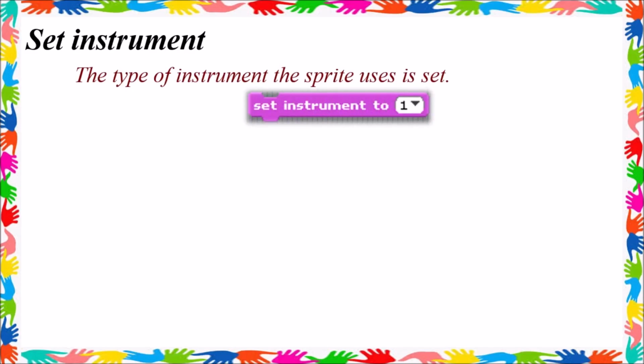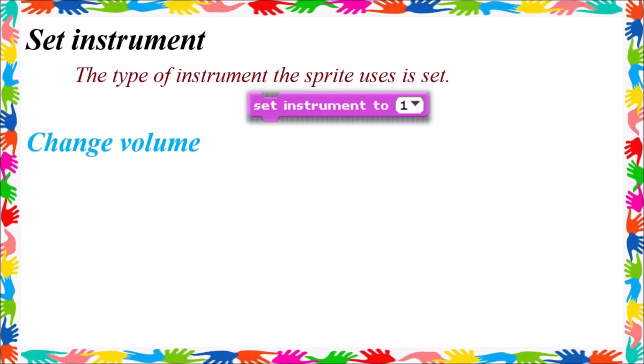This is the command for set instrument to 1. The 1 means the type of instrument. If you change it, the number of the instrument will be changed. Okay, then next one, change volume.